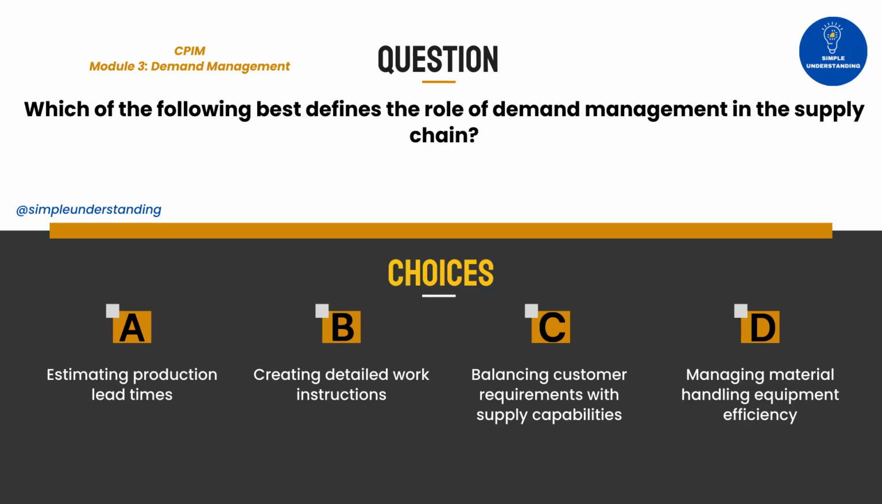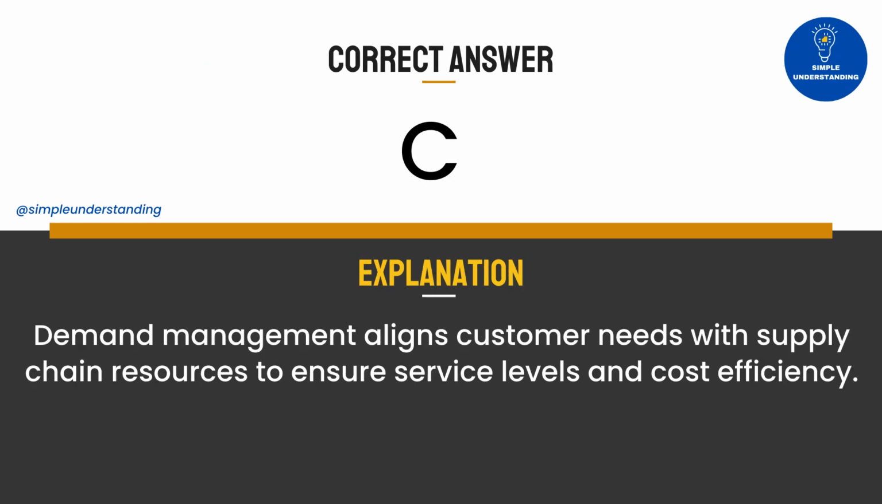Question 1. Which of the following best defines the role of demand management in the supply chain? A. Estimating production lead times. B. Creating detailed work instructions. C. Balancing customer requirements with supply capabilities. D. Managing material handling equipment efficiency. Correct answer. C. Explanation. Demand management aligns customer needs with supply chain resources to ensure service levels and cost efficiency.